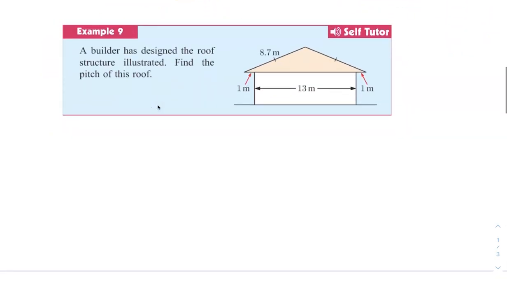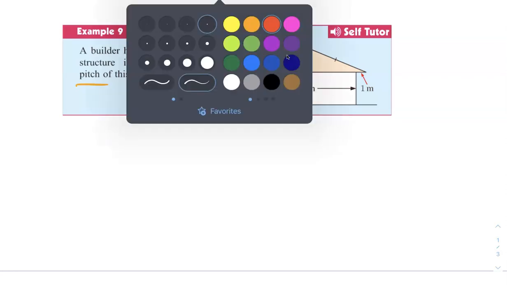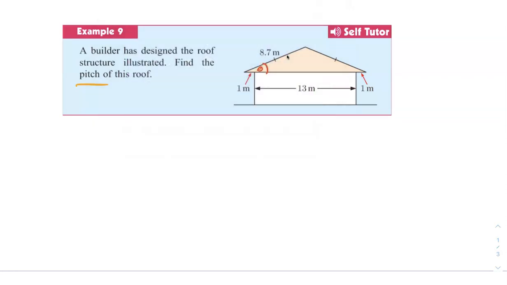Next one: the builder has designed the roof structure illustrated. Find the pitch of the roof. Now the pitch is this angle right there, so that's what we're looking for. Look what's going on. We have a house down here. It's 13 meters wide, and we have 1 meter on each side. We have a roof that's about 8.7. So if we want to find that pitch, we probably want to make a right triangle.